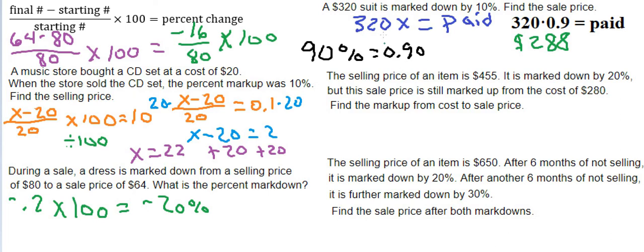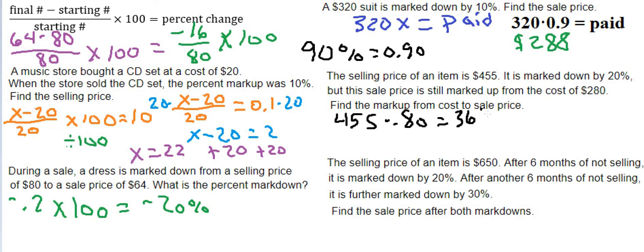The next one, the selling price of an item is $455. It's marked down by 20%, but the price is marked up from the original cost of $280. We're going to find the markup from the cost to the sales price. So it looks a lot like the one we just did above it. We start out with $455 and we marked it down by 20%. So if something's 20% off, that means we paid 80%, which is the same thing as 0.80. So we're going to do 455 times 0.80, which is $364.